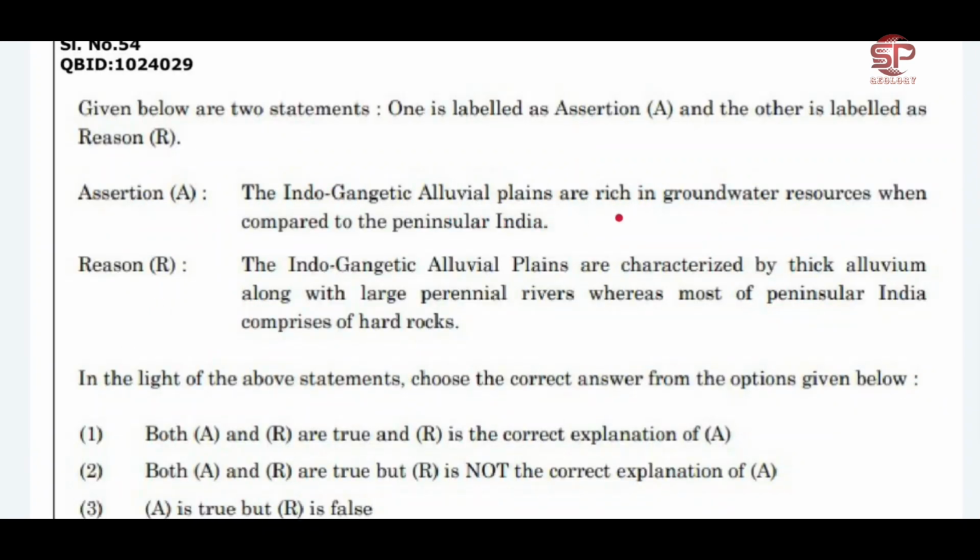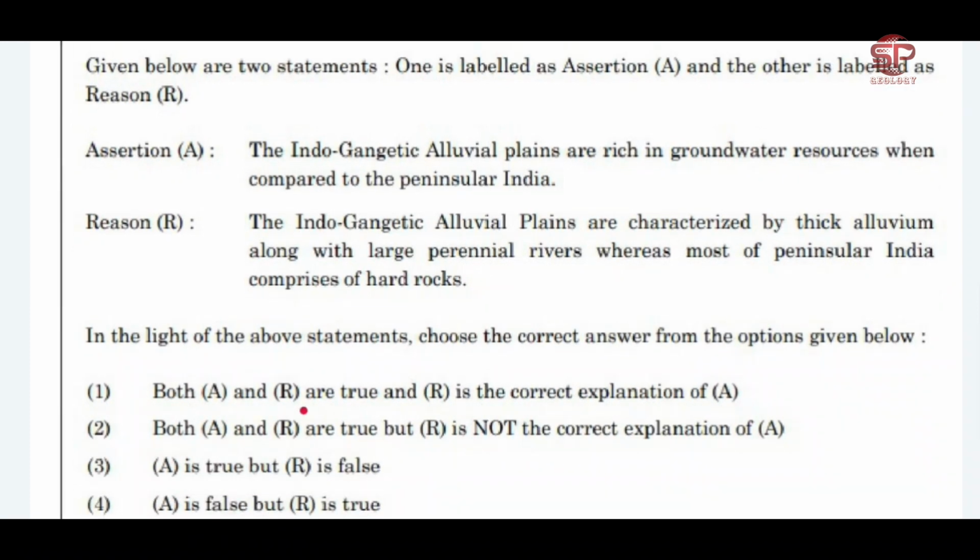The Indo-Gangetic alluvial plains are rich in groundwater resources, because where you get alluvial fan deposition, those are very good sites of groundwater deposition. So it will be true. Then the Indo-Gangetic plain is covered by thick alluvium. Perennial rivers also flow through the alluvial fans. That's why the Indo-Gangetic plain is very rich in groundwater. So both A and R are true, and R is the correct explanation of A.